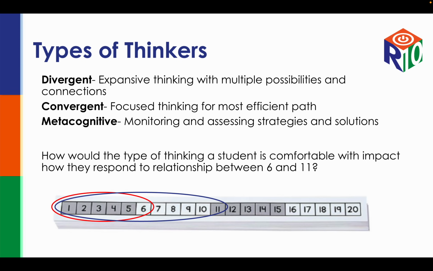So with our divergent thinkers, we've got lots of different possibilities, and our convergent thinkers, they see that most efficient path, right? And we know 11 is more than 6. 6 is less than 11. Both of them need to have that metacognitive thinking on how they know that.